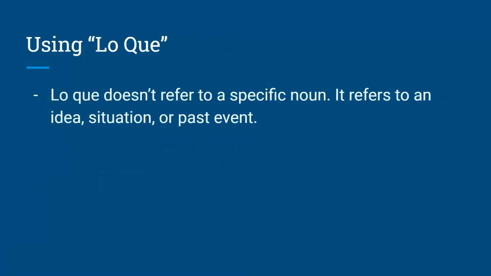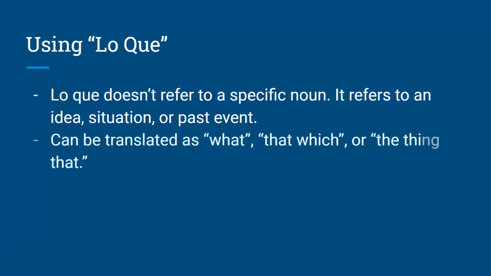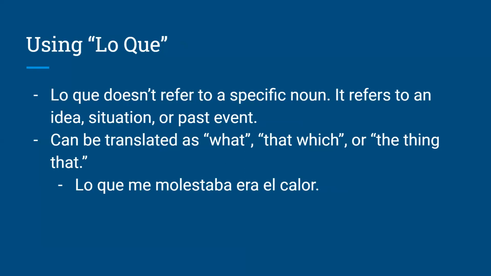All right, final relative pronoun is lo que. Lo que doesn't talk about a specific noun. That's what sets lo que apart. Okay, it's not a specific noun. It refers to an idea or a situation or a vague past event or something like that. Can be translated to English as what, that which, or the thing that. Okay, so lo que me molestaba era el calor. The thing that bothered me was the heat.